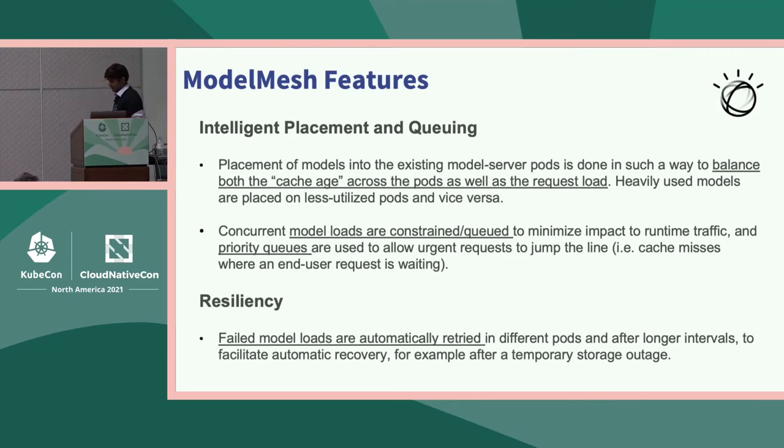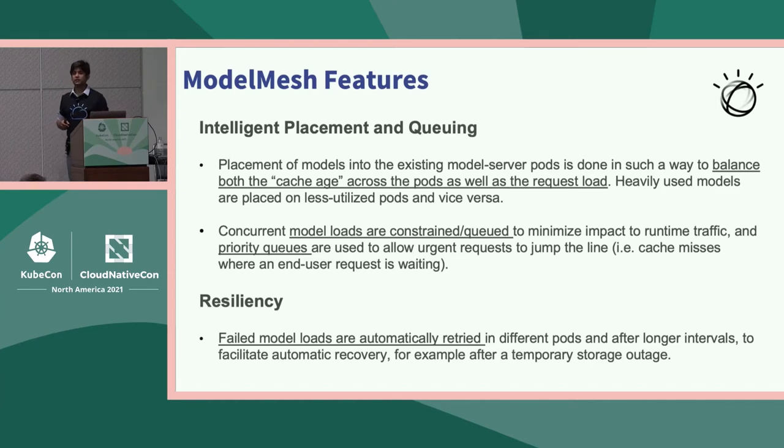It also has intelligent placement and queuing, right? So as I was saying, the placement essentially is happening using both the cache age as well as the request load. Both these parameters are used. And then it has inbuilt queuing, right? So if a lot of concurrent requests are coming in at one particular time, it will actually queue your request. But it also gives you capabilities for priority queuing, or being able to jump the queue if some request is at a high priority.